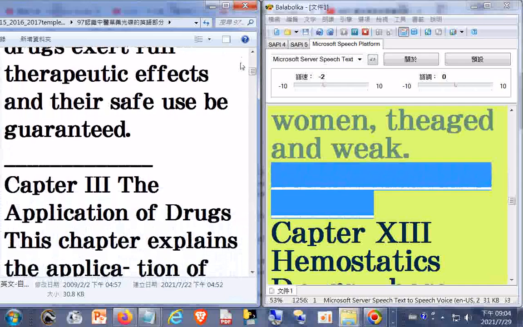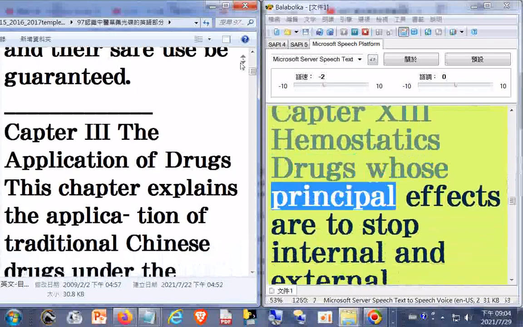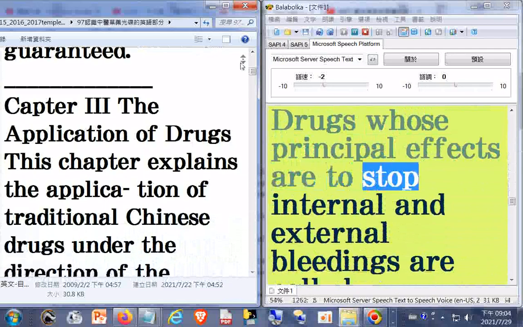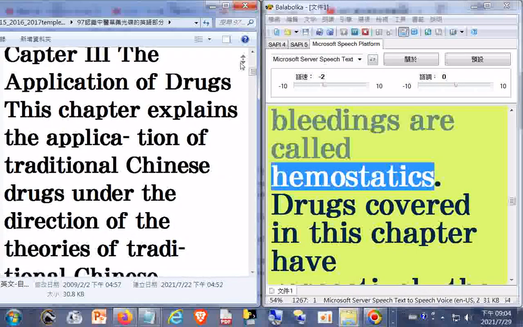Chapter 13 Hemostatics. Drugs whose principal effects are to stop internal and external bleedings are called hemostatics.